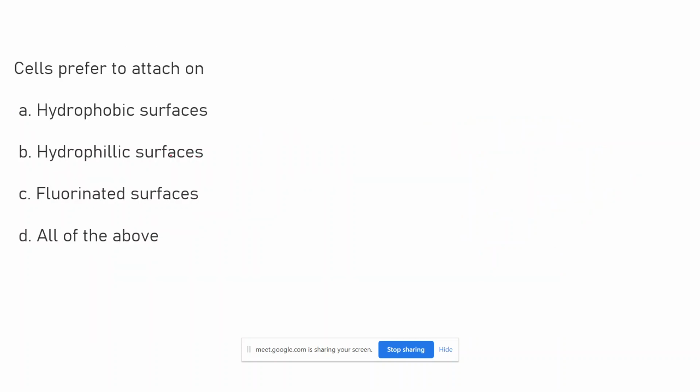The next question is, cells prefer to attach to: first option, hydrophobic surfaces; second option, hydrophilic surfaces; third option, fluorinated surfaces; fourth option, all of the above. So here cells will definitely not prefer to attach to a hydrophobic surface, that is water repelling. So cells will prefer to attach to hydrophilic surfaces.